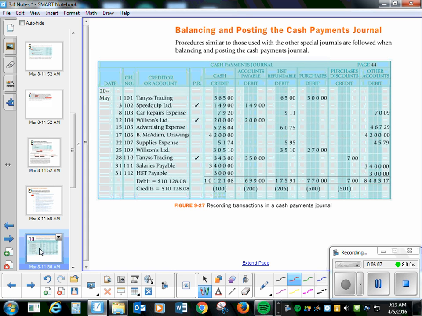So you can go back and refer to those and remember about making sure your debits equal your credits, the totals being posted to those accounts as well, single underline to show adding, double underline to show that everything else is good.